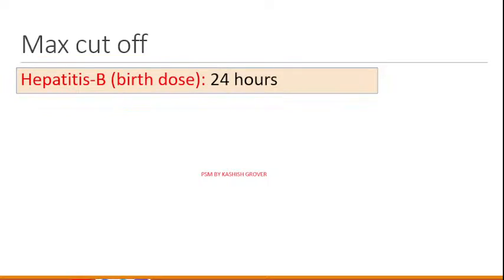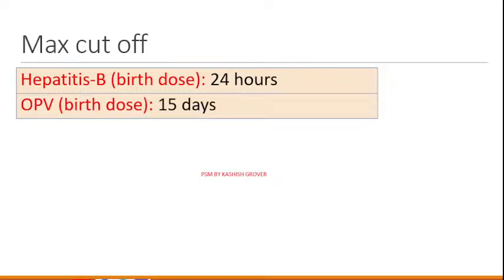This is very important and very confusing. The birth dose of hepatitis B, if not given within 24 hours, you need not give it after 1 day. Then the OPV birth dose, if not given within 15 days, then no need to give OPV.